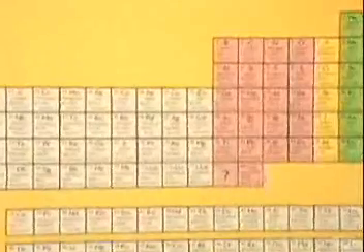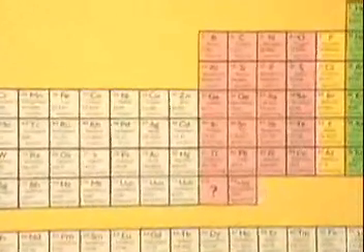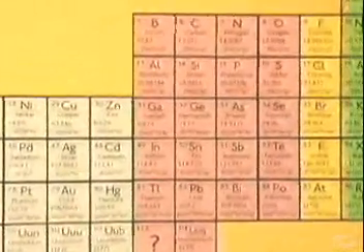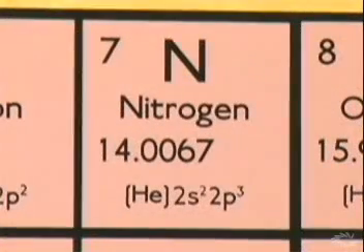Every element has its own square in the periodic table, and within that square is contained the vital information of the element. This is the square of nitrogen. Its atomic number of 7 is written at the top. We immediately know that there are 7 protons in the nucleus of the atom, and when it is electrically neutral, the element has 7 electrons.